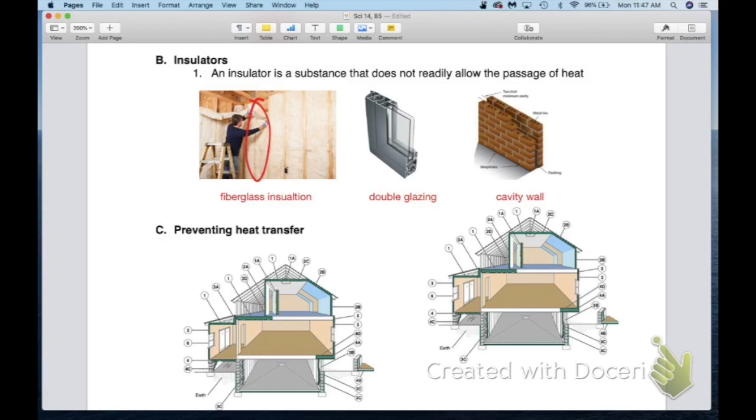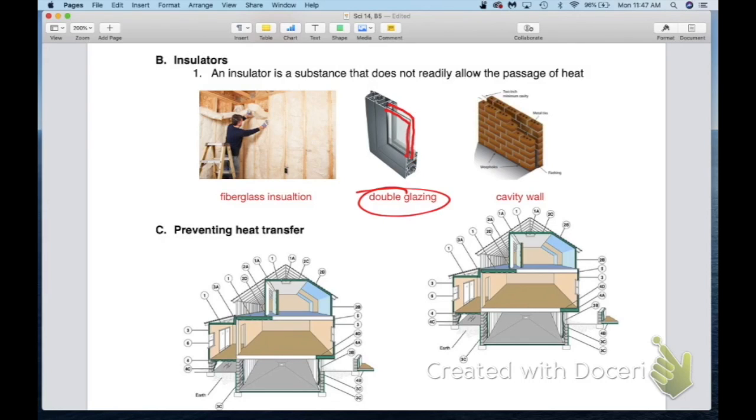Fiberglass insulation. You guys all know you put that on the walls and less heat gets through. Double glazing. Notice that this window has 2 panes of glass. There's even windows that have triple glazing, and there's gas in between the panes, and they don't let a lot of heat through them. The windows in the houses we have today are a lot better insulators than the houses that my grandma and grandpa used to live in, and the windows that they had, even when I was growing up, when I was younger.